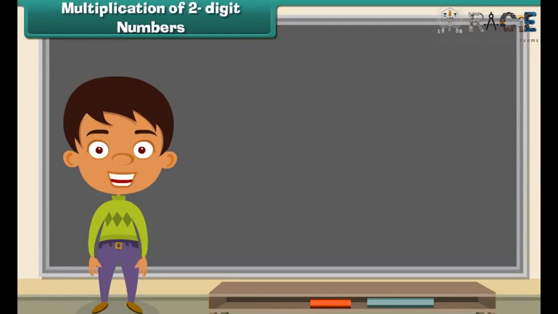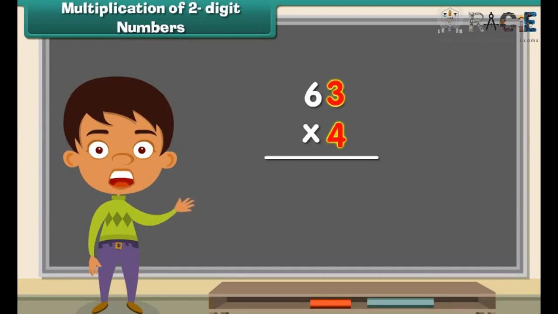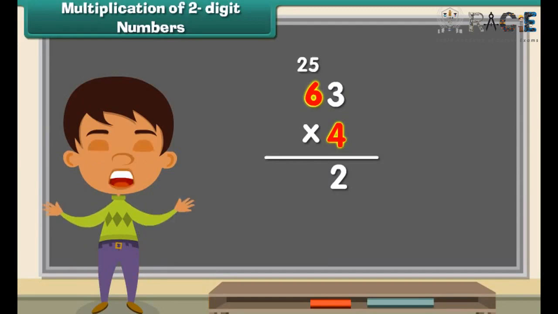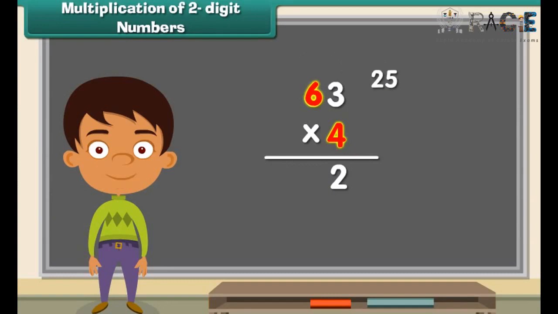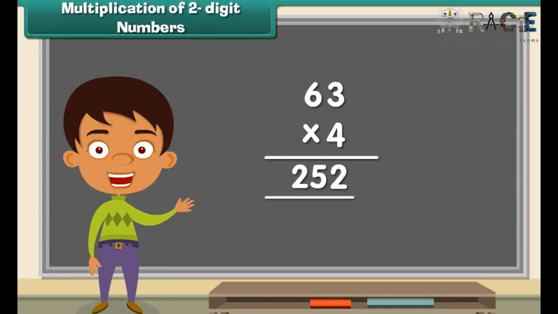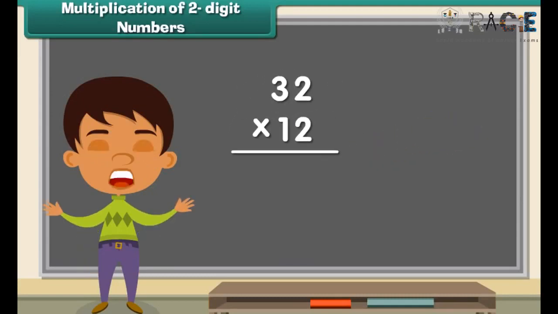Multiplication of 2-digit numbers. Let us now learn to multiply 2-digit numbers. Let us multiply 63 by 4. Firstly, multiply 3 by 4. 4 into 3 is equal to 12. Place 2 under the line at the ones place. Write 1 above 6 at the tens place. Then multiply 6 by 4 and add 1 above 6. 4 into 6 plus 1 is equal to 25. Place 25 below the line. Answer is 252.